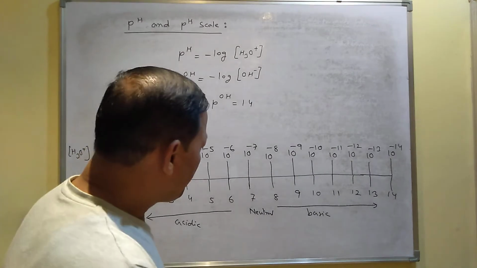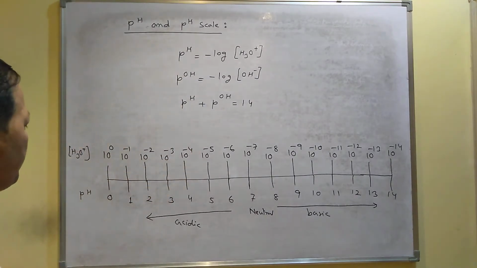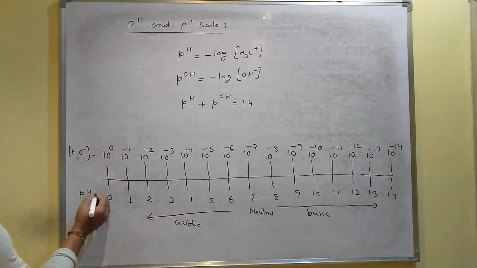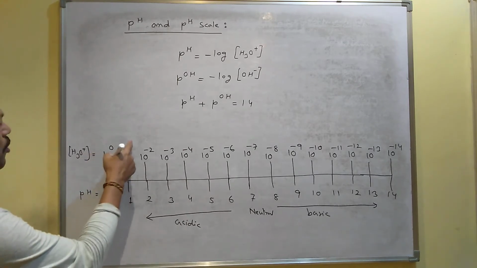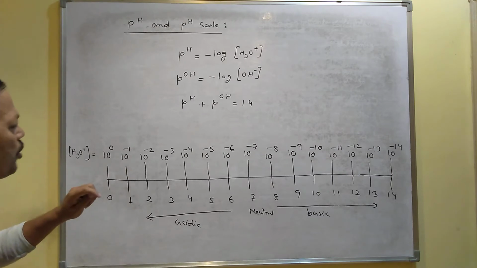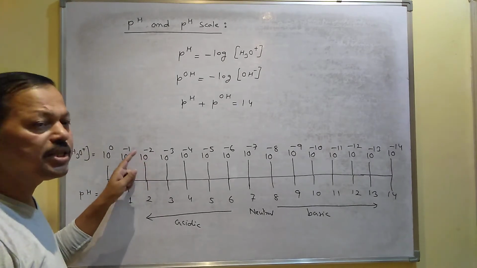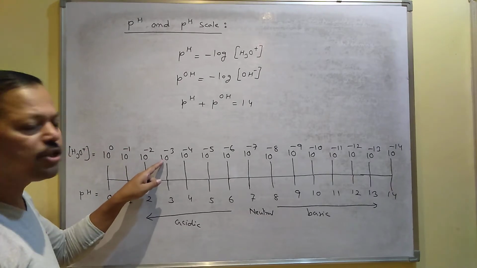Now here you have seen the concentration of hydronium ion. These are given as 10 to the power 0, 10 to the power minus 1. 10 to the power minus 1 means 0.1 molar. 10 to the power minus 2 means 0.01. This is 0.001, like this.